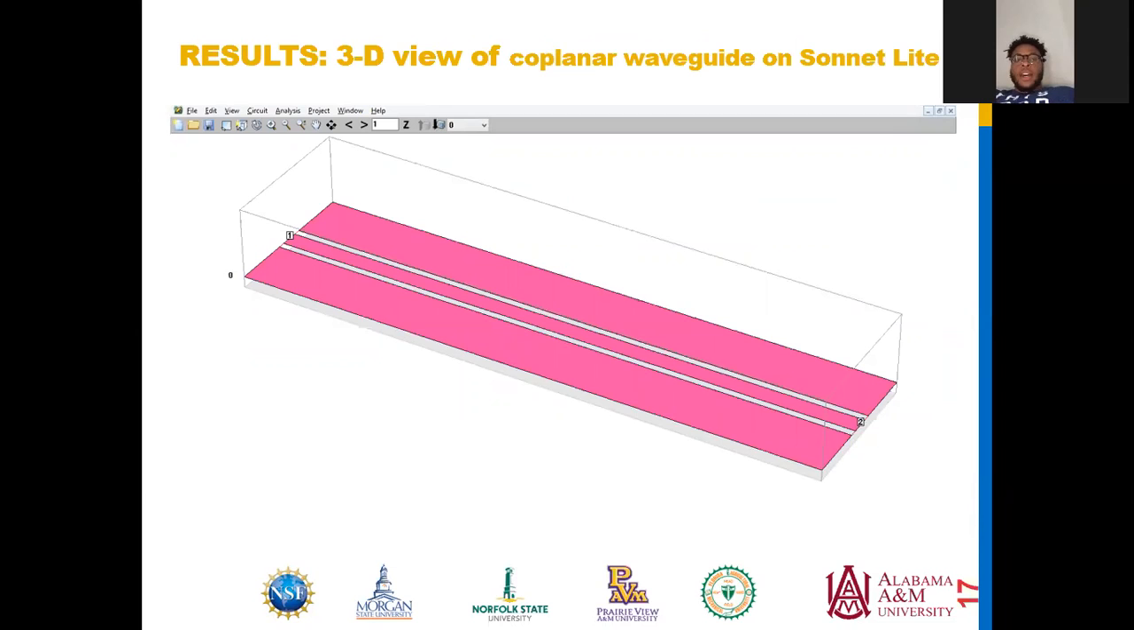So here we have the 3D view of our coplanar waveguide on Sonnet Lite. As you can see, the top is pink, so it's not grounded. We still have our ports on this one, as you've seen before in the 2D view: port 1 on the left and port 2 on the right, input and output ports. We still have that box, as Jalen mentioned, around our coplanar waveguide. The bottom of it is shaded gray, which means it's grounded, accompanied by the transmission lines in the middle. So next slide, please.